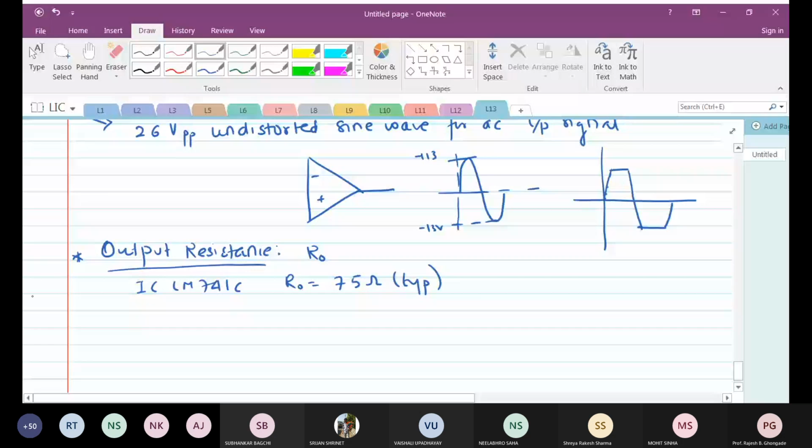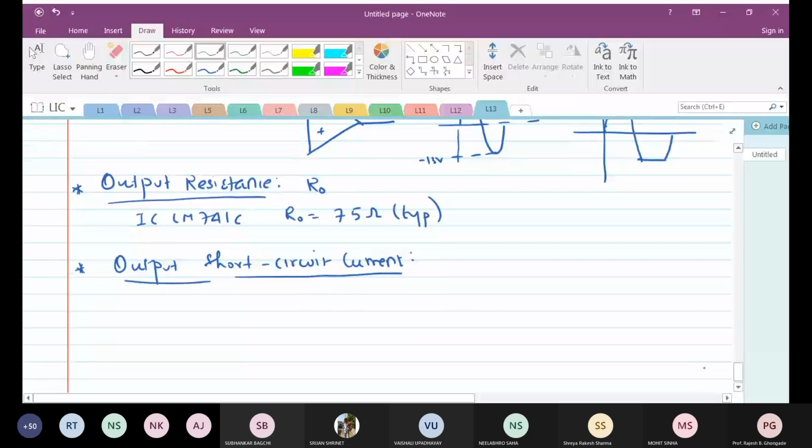Another parameter is the output short circuit current. I know these parameters are large in number, but you must understand this if you want to ever use an operational amplifier; you should know all these things. For LM741, this ISC is 25 milliamperes.